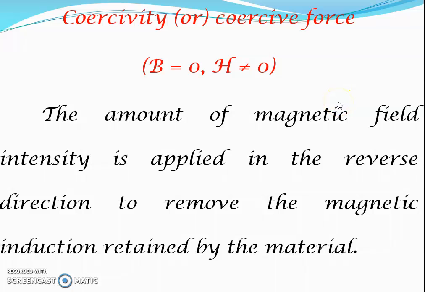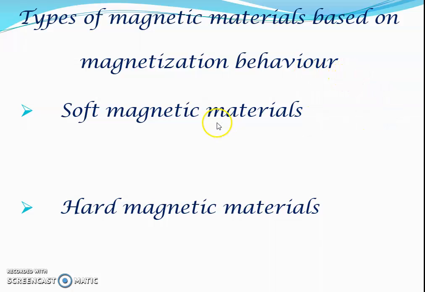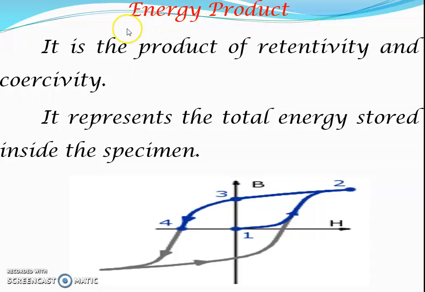Based upon the hysteresis loop, or based upon the magnetization behavior, we have two types of materials: soft magnetic materials and hard magnetic materials. Before that, there is a term called energy product. It is the product of retentivity and coercivity. See the figure. In the figure, 0.13 represents retentivity. The 0.14 represents coercivity. So energy product is the product of retentivity and coercivity. It represents the total energy stored inside the specimen.